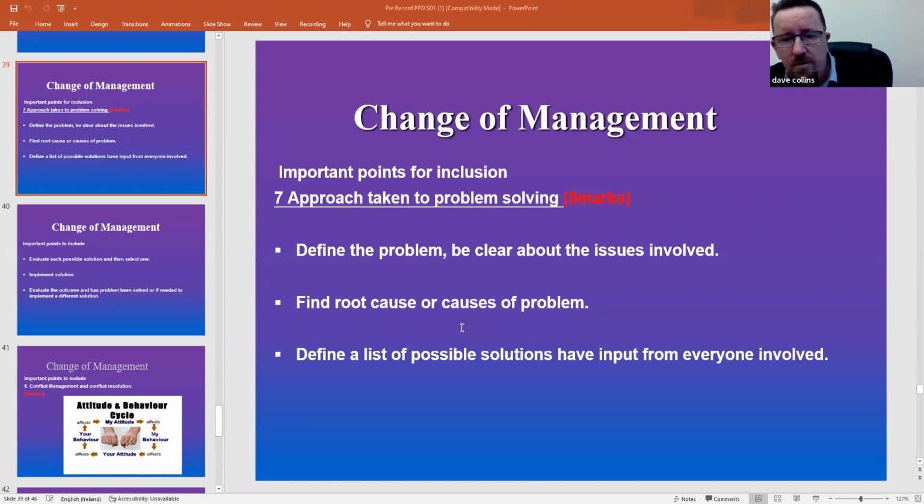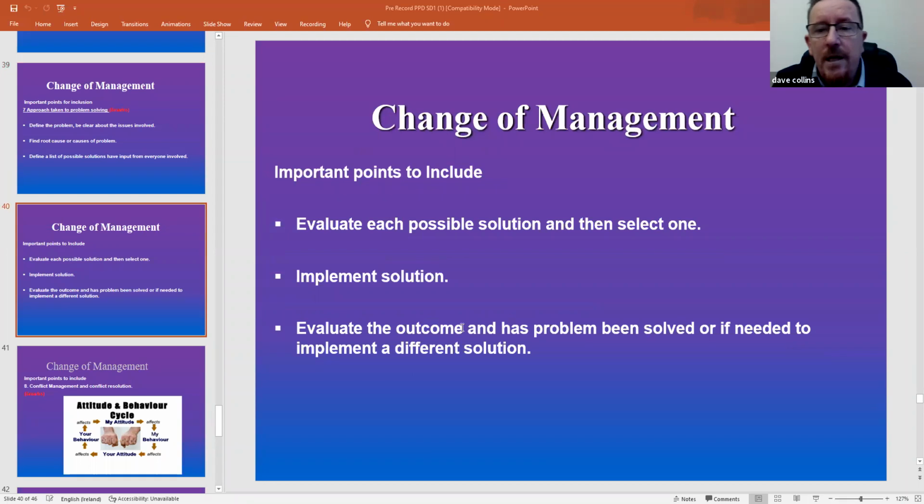If there's a problem, everyone is going to have their own take on how to solve it. Listen to what they have to say. Encourage them to give their input into this problem. Evaluate each possible solution and then select one, like we said with the decision making. Implement it, and then evaluate the outcome. Has the problem been solved, or if needed, implement a different solution.